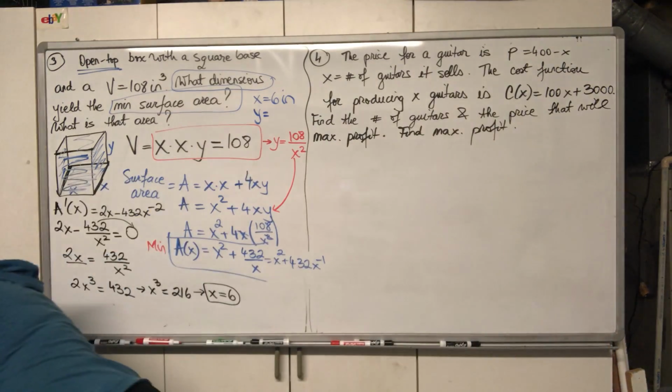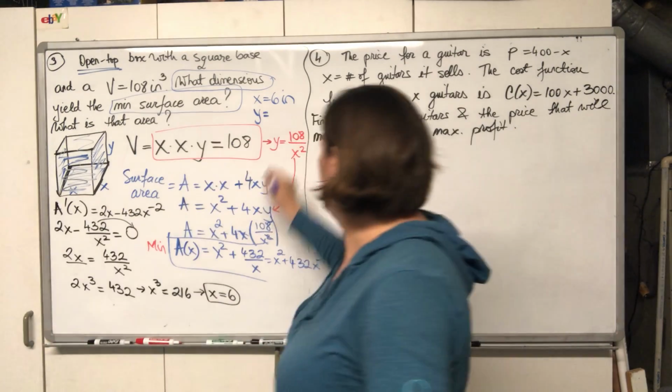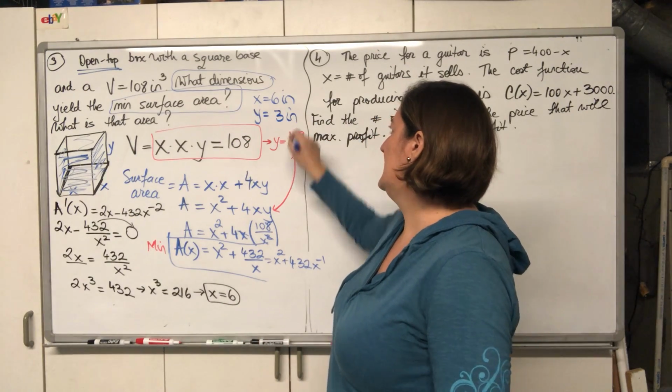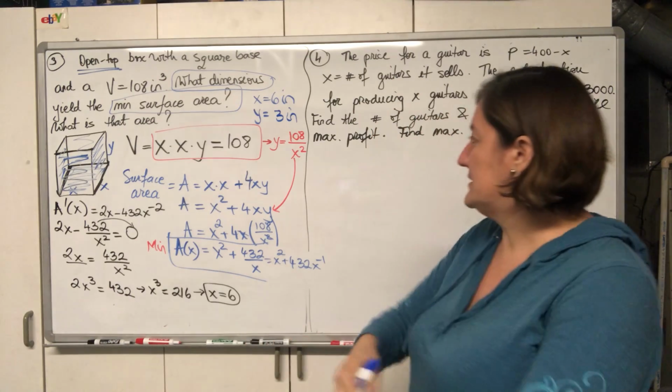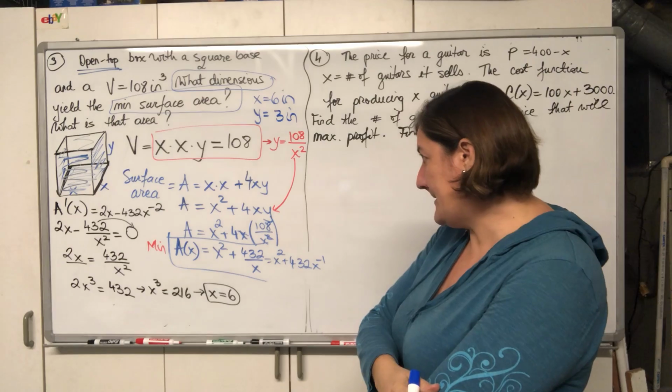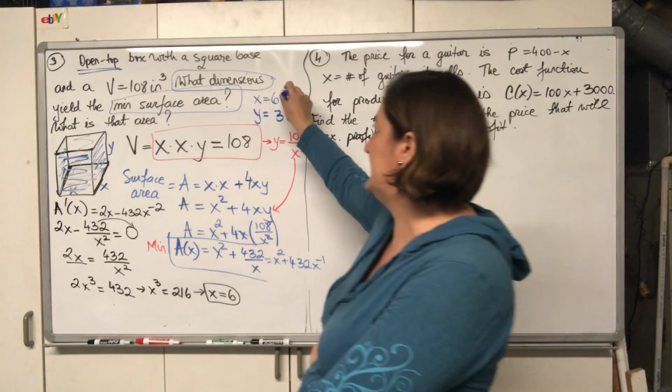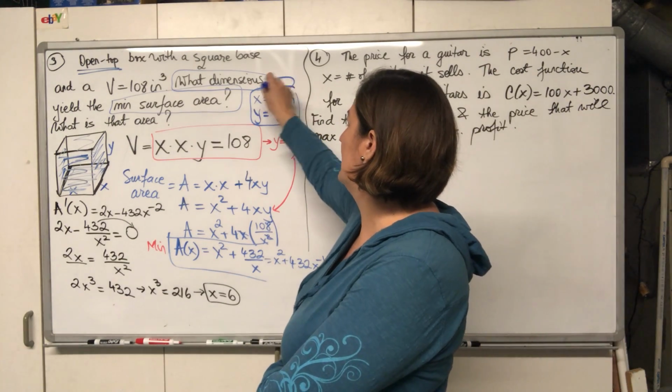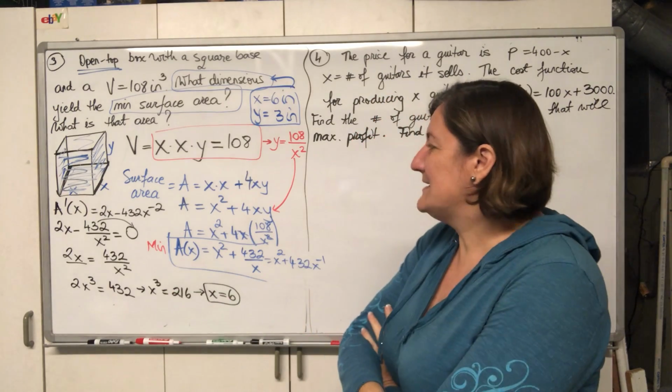Let me double check. So what's 108? Oh, 3, yes. So, okay. So 6 times 6 times 3 should get us to 108. All right. What else does it say to find? We found the dimensions, yes? Here they are. What is that area?